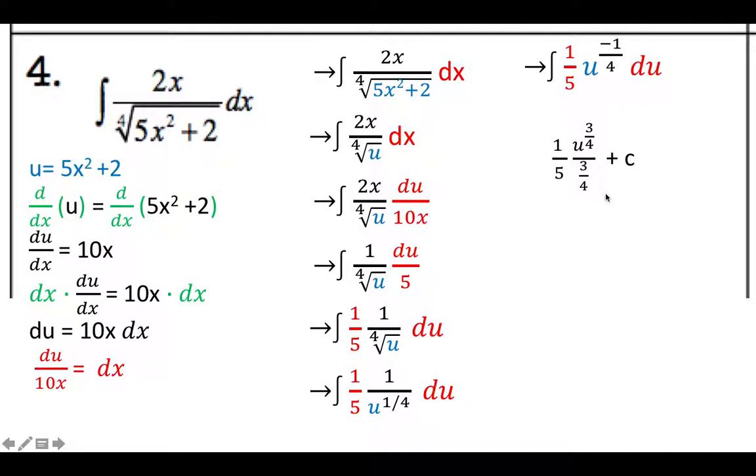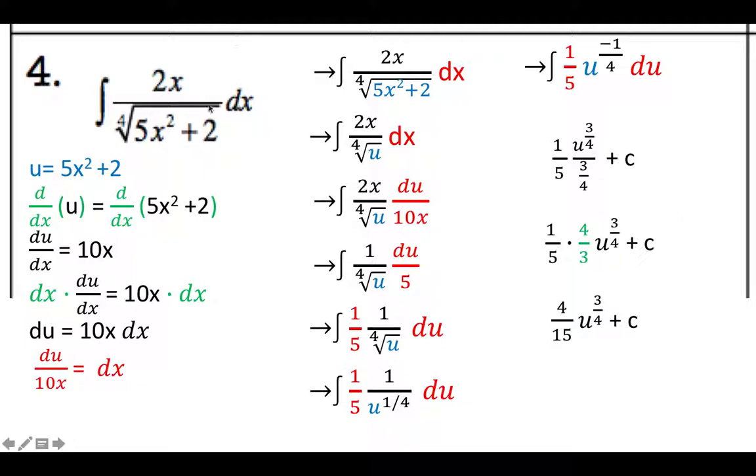Alright, now our pre-calculus rule: when you divide by a fraction, you have to make sure you flip and multiply, which is going to be my next step. 1 times 4 is 4, 5 times 3 is 15. Awesome, so now we're basically done with simplifying.